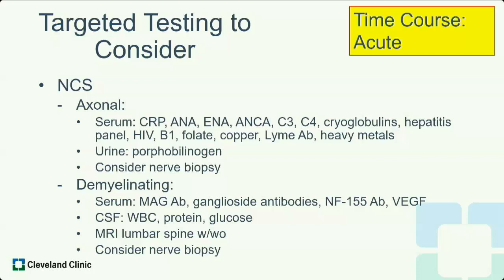And then we'll talk about nerve biopsy a little bit later in the talk, but nerve biopsy is something to consider in these patients if you're not getting an answer. Again, vasculitis being one of the main reasons we might do this if you have access to it.